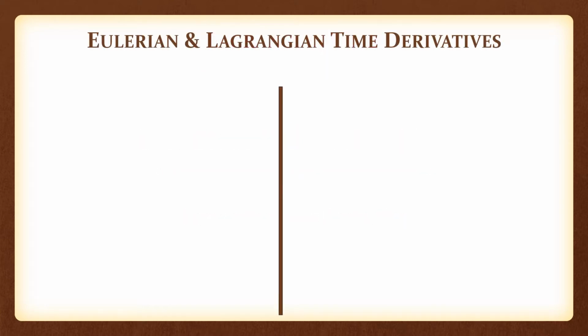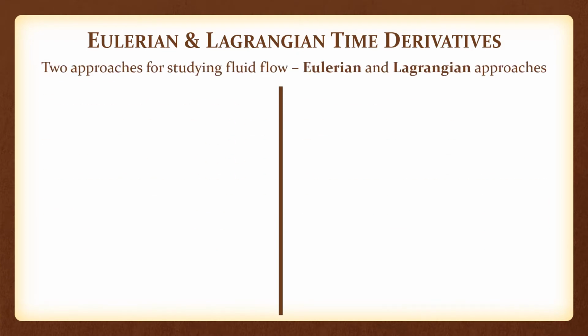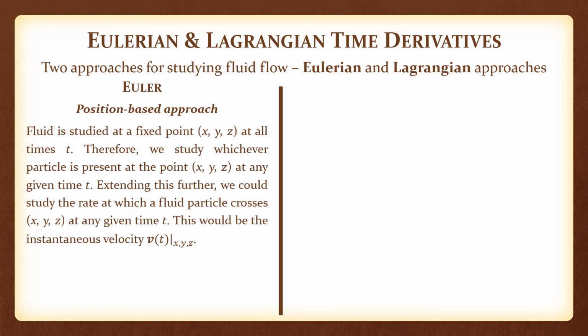There are two perspectives with which we can analyze and visualize flow of a fluid. One is an Eulerian approach, the other is the Lagrangian approach. Eulerian approach is a position-based approach. What do I mean by this? Fluid is studied at a fixed point x, y, z or r, theta, z or r, theta, phi, depending on the coordinate system, a fixed point at all times.